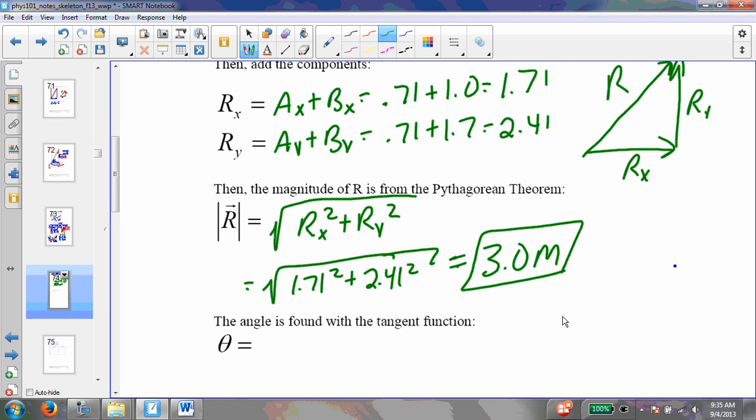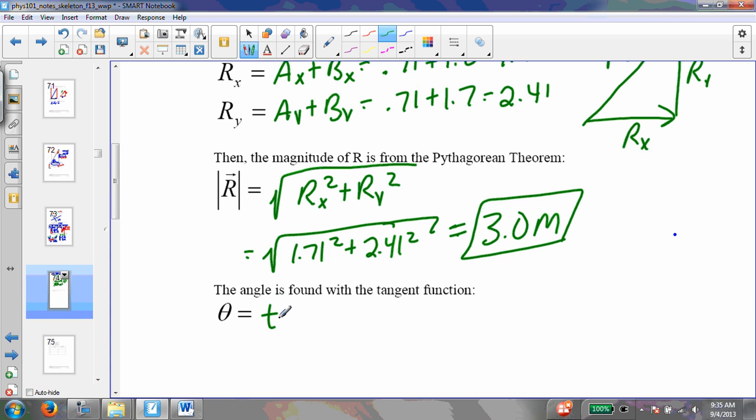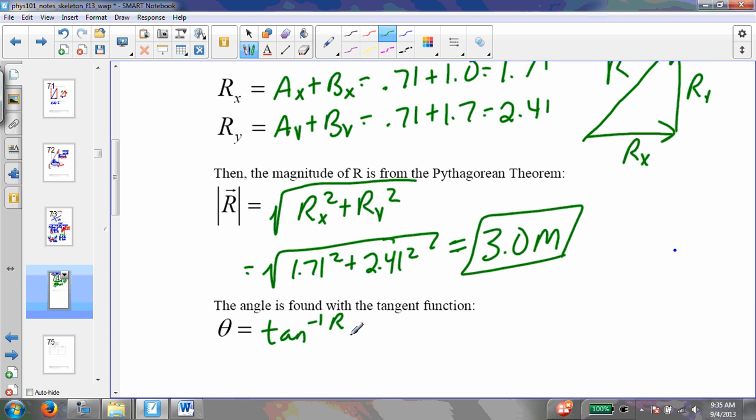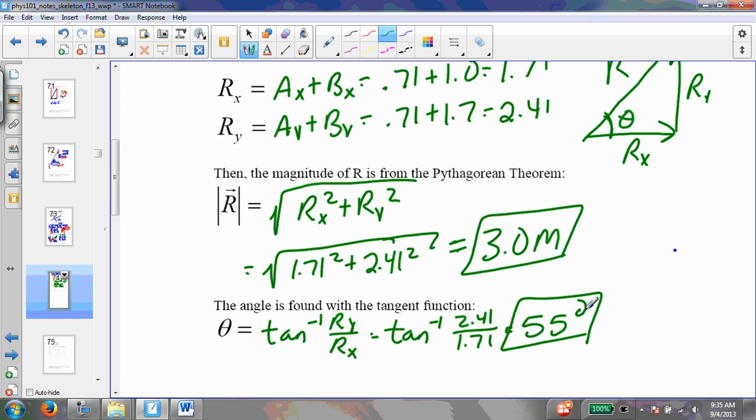And now, since I know the x and y components of R, I can find the angle. It's the inverse tan of Ry over Rx. That'll be looking for this angle right here. And that angle is inverse tan of 2.41 divided by 1.71, which is equal to 55 degrees. So my vector R is 3 meters at 55 degrees from the positive x-axis.